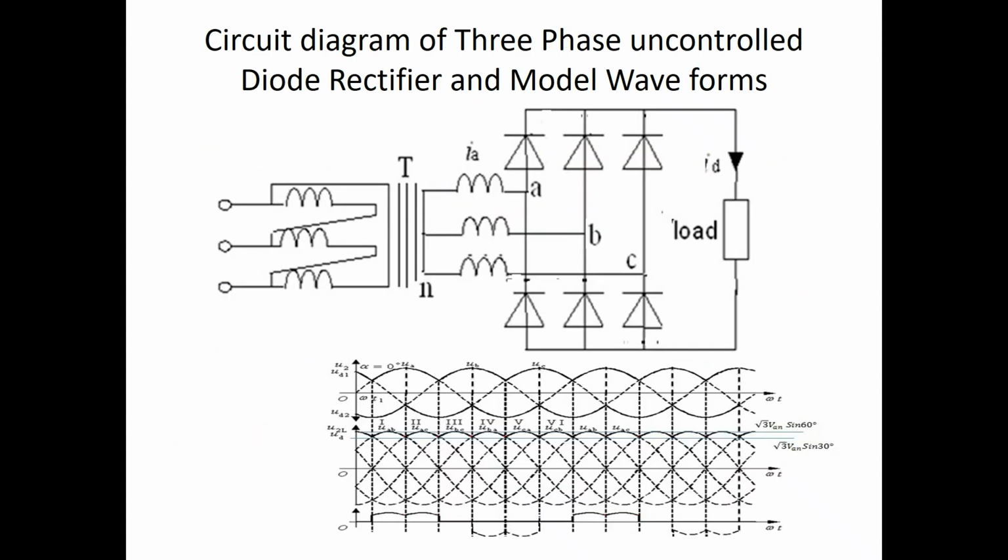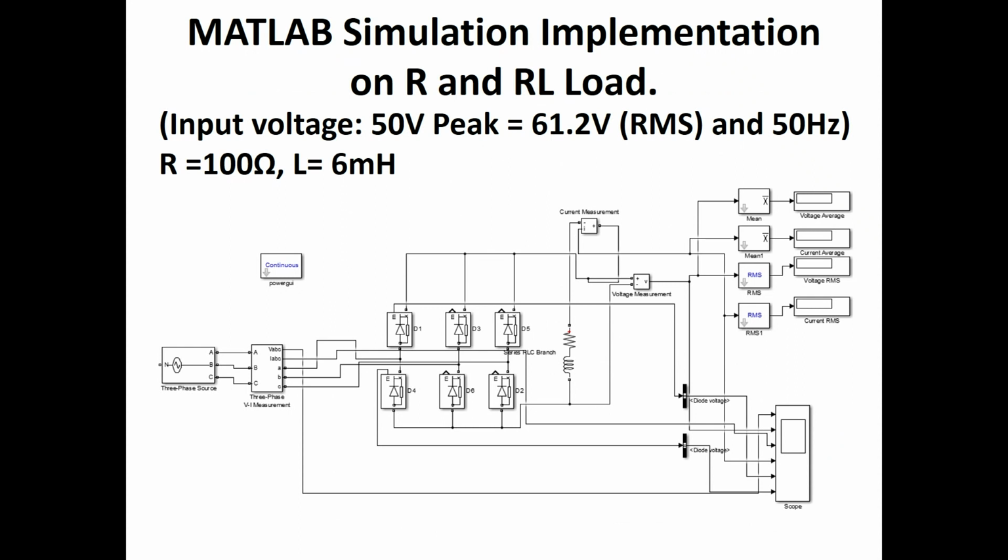The circuit diagram of the three-phase uncontrolled diode rectifier and model waveform. MATLAB simulation implementation on R and RL load: input voltage 50 peak equal to 61.2 volts RMS and frequency 50. In the first circuit, R value is 100 ohms. In the RL circuit, R is 100 and L is 6 millihenries.